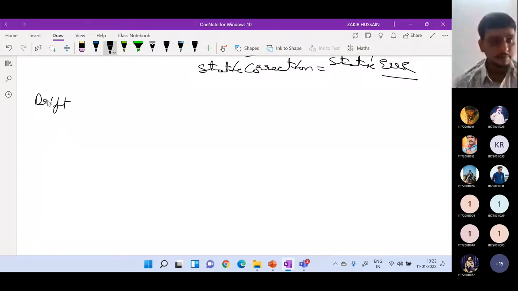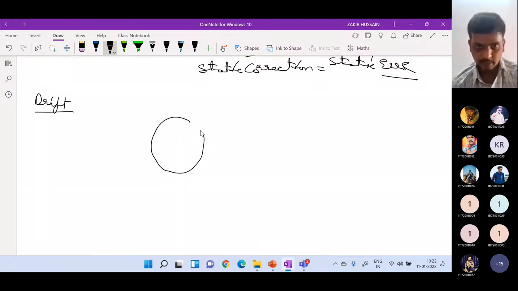Okay, so drift is nothing but the instrument not showing the correct value because of deformation of the instrument. That is the change of the values during calibration over a long period of time. For example, this is a clock dial. The small pointer and the large pointer will be there. 12, 5, 10, 15, 20, 25, 30, something like that.